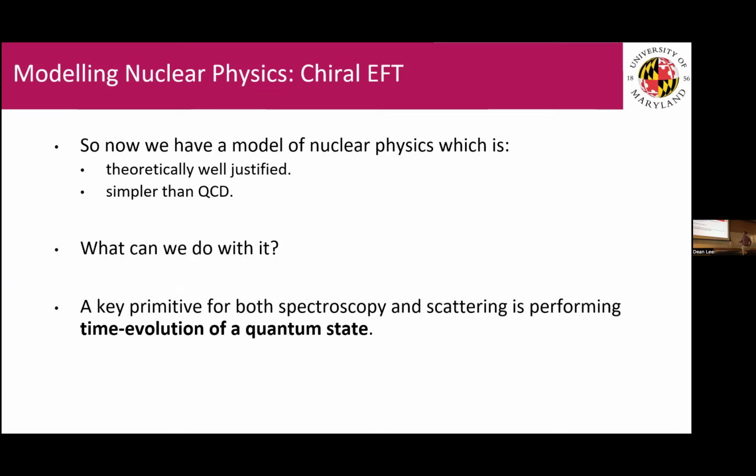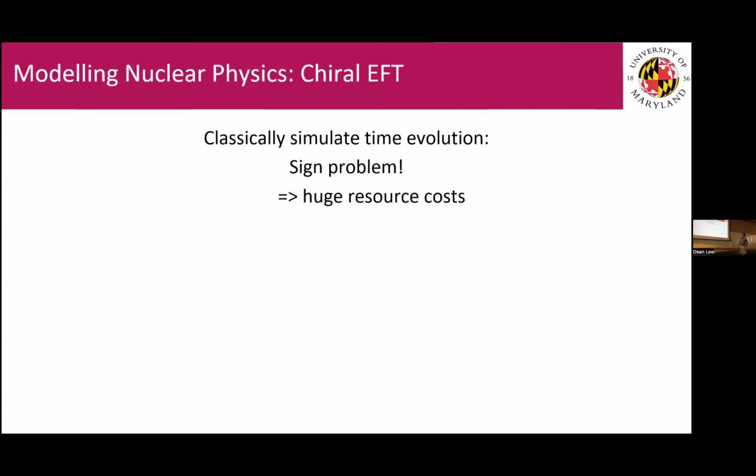Well, a key primitive, when we're looking at these things, for both spectroscopy and scattering, is performing the time evolution of a quantum state. So you just take your quantum state that you've prepared somehow, and you want to time evolve it under the Hamiltonian, just doing a unitary evolution in time. Classically, we know this runs into the sign problem. We have these positive and negative amplitudes. They can interfere in a horrible way, and this induces the sign problem. And this incurs huge resource costs if you're trying to do something like this using Monte Carlo.